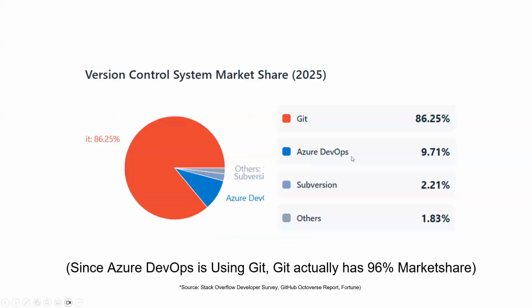This is market share. You can see that Git shows here 86.25%, and then Azure DevOps at 9.7%. The issue here is that Azure DevOps actually is Git. So you have to add these together and you get back to that 95% number as far as Git market share. So in fact, according to this, 96%. But again, the numbers are coming from Stack Overflow, from the GitHub Octaverse report, and from Fortune magazine. We're seeing the same kinds of results.